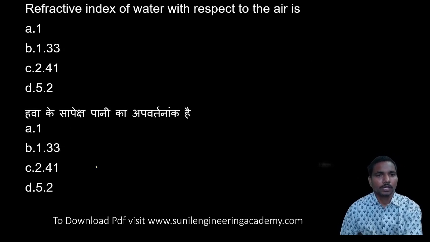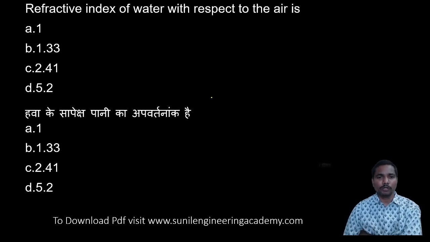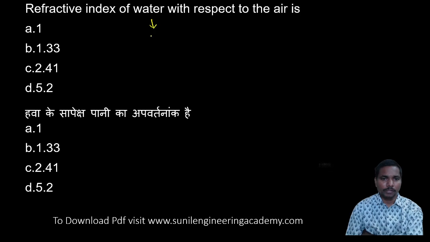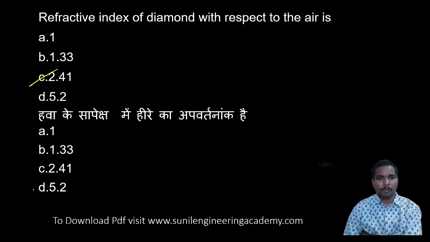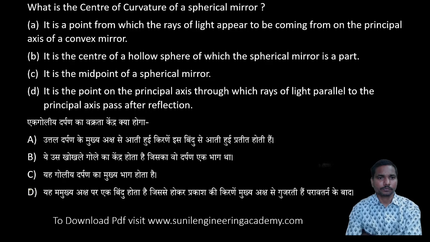Refractive index of water with respect to air. For water we have 1.33 and air is 1, so 1.33 by 1 is 1.33. If you go with diamond, that is 2.41.